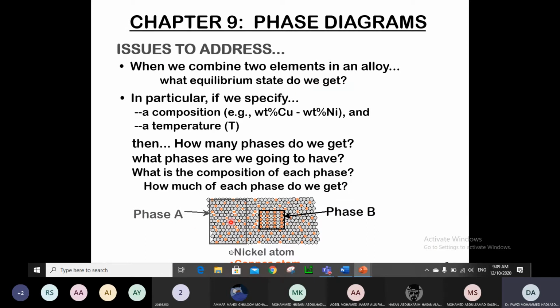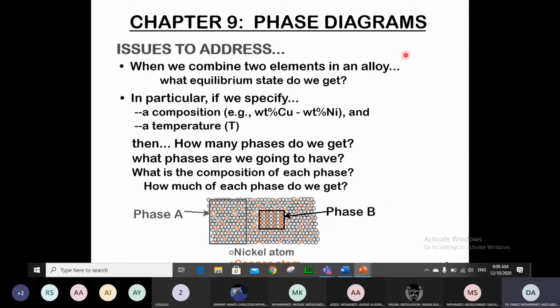Because it differs. Different phases will have different crystal structures, and different crystal structures will have different strength. So even in a phase itself, what's the composition of that? Because even in the same phase, if the composition is different, the material behavior will be different as well. So these are the four main questions that we are going to answer using the phase diagrams, basically. So this is what we are going to do in this chapter. We are going to use the phase diagram.